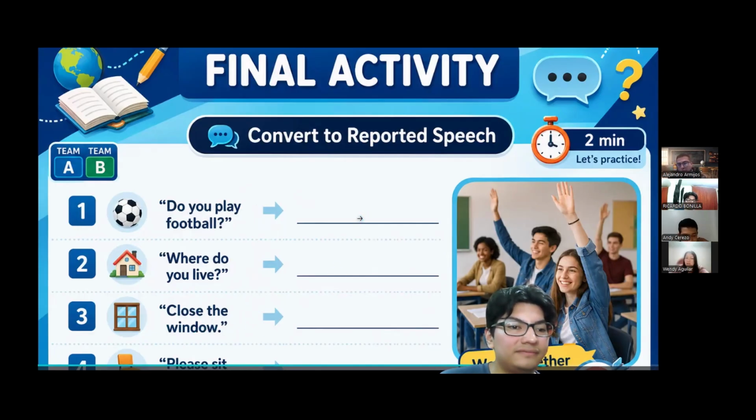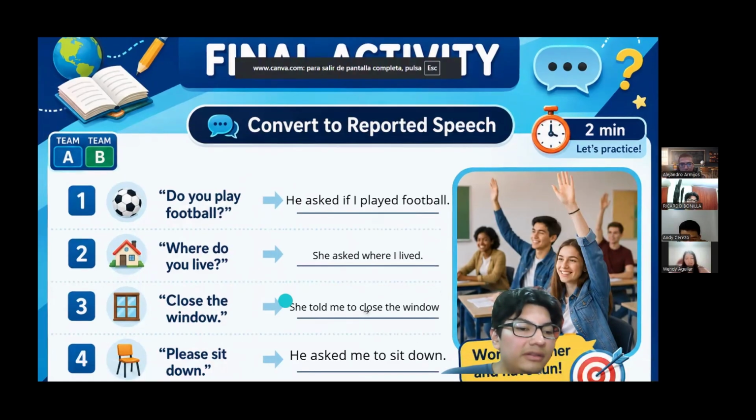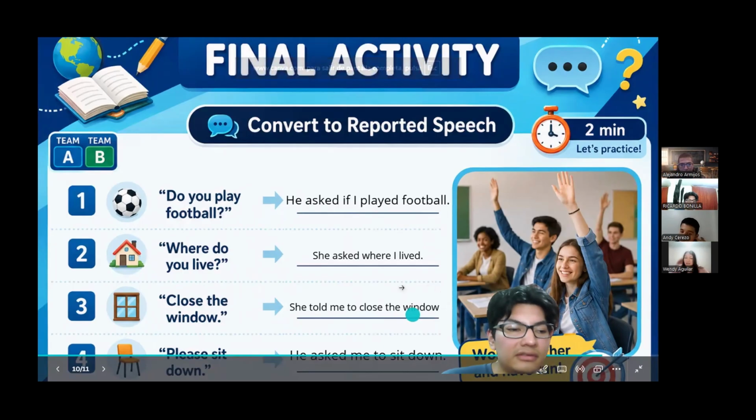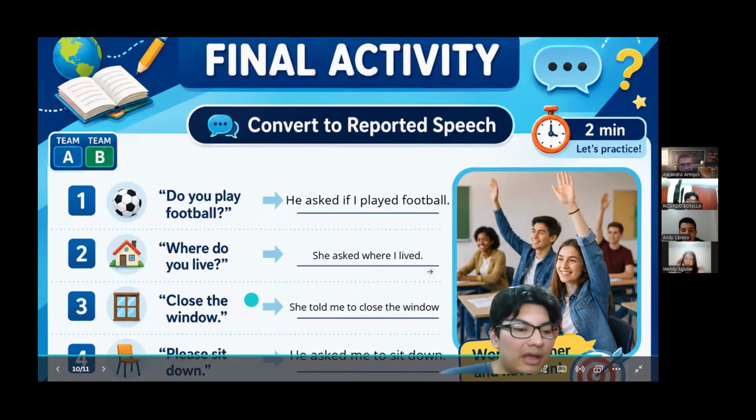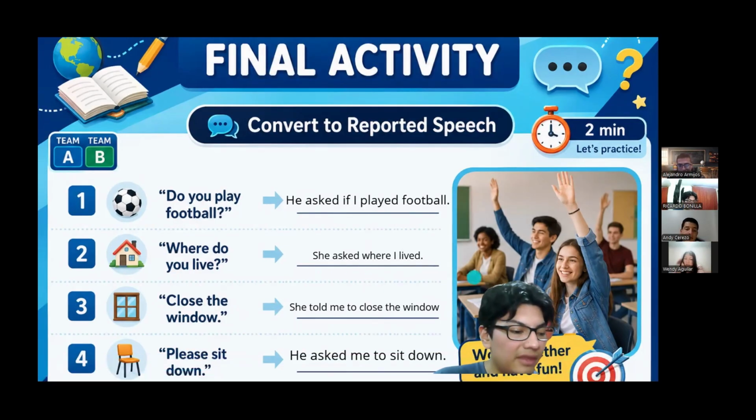Wendy, you can change the third sentence, please. She say me that I close the window. No. Okay, I answer for you. The correct answer is she told me to close the window. And the following sentence is please sit down. And the answer is he or she asked me to sit down.